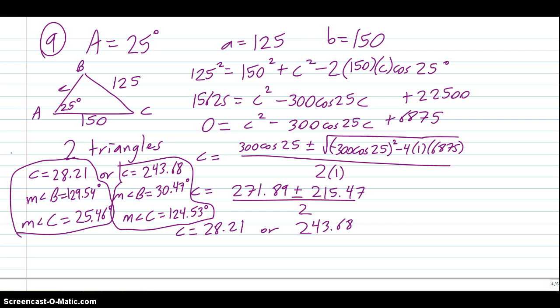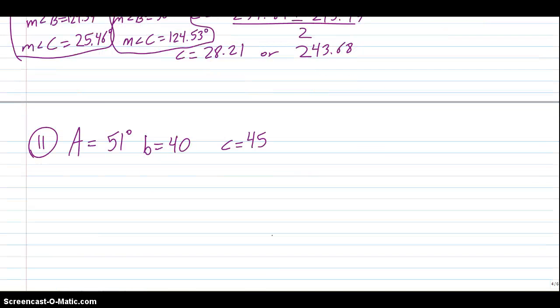I think these are the hardest ones right there. By the way, if whatever you get under your square root sign comes out to be negative, then you'll have no triangles. You won't be able to make a triangle at all. So just be careful with that.